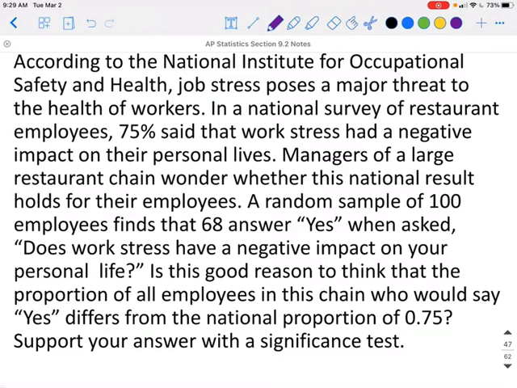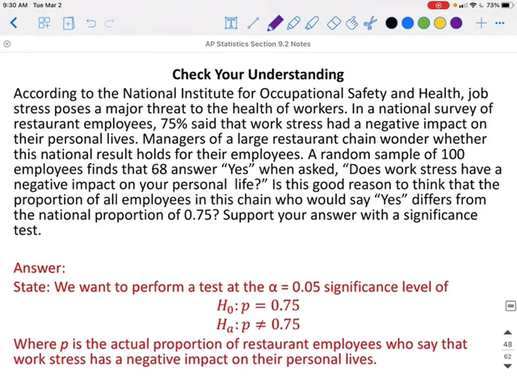So first, again, we're going to start with our state. You're going to say what type of inference we're going to do. So we're going to look at our significance level, our null hypothesis and alternative hypothesis, and we're going to define our parameter. We're going to perform a test at the alpha equals 0.05 significance level. Our null hypothesis is that p is 75%. The alternative is that it's not 75%, where p is the actual proportion of restaurant employees who say that work stress has a negative impact on their lives.